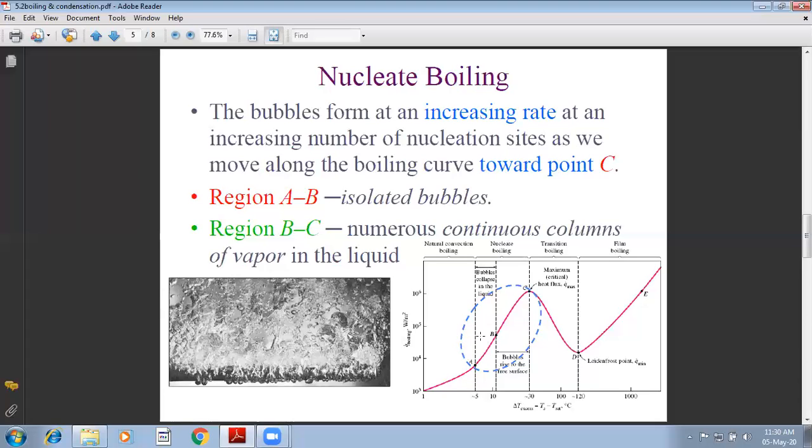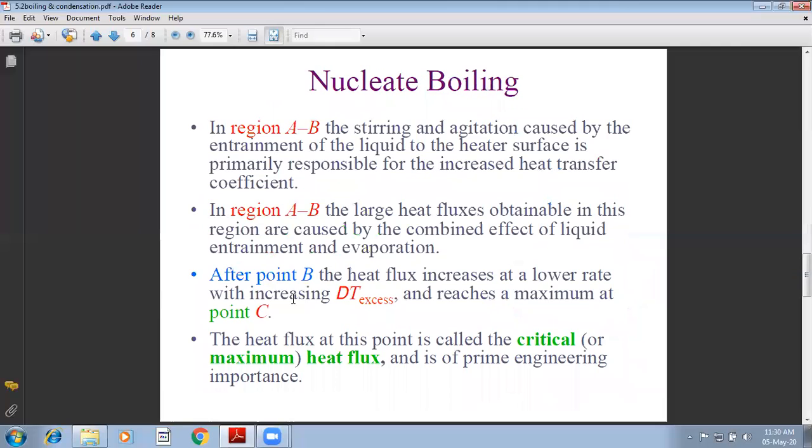Whereas from point B to point C, the excess temperature is in the range of 10 to 30 degrees Celsius. At this point, you can see numerous water droplets will form, which will continuously rise towards the free surface. And once the heat flux reaches a maximum value, that is called as critical heat flux or maximum heat flux.